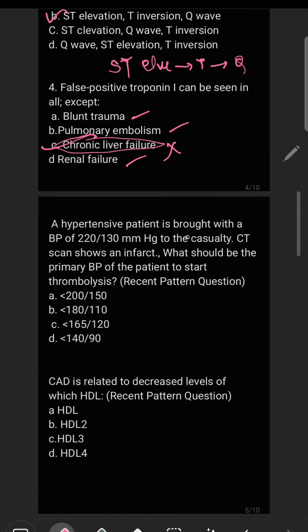A hypertensive patient is brought with a BP of 220 by 130 millimeters of mercury to the casualty. CT scan shows an infarct. What should be the BP of the patient to start thrombolysis? It should be less than 185, or we can take it as less than 180 by 110.